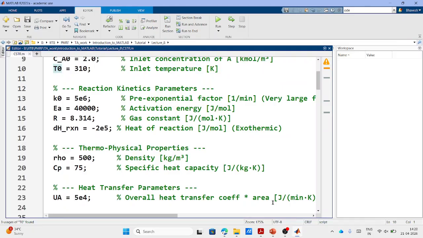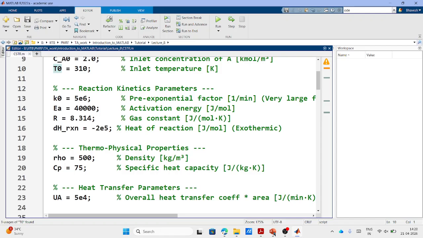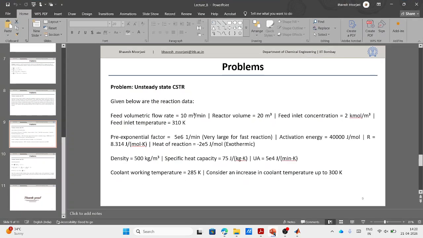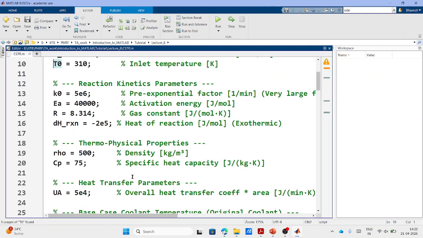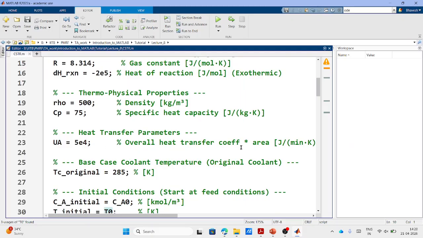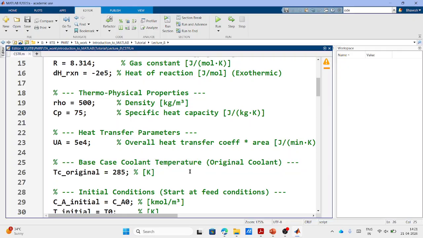Then the thermophysical properties for the fluid are given: density is 500 kg per meter cube, Cp value is 75, and the heat transfer coefficient into the area, UA, is given as 5 into 10 to the power 4. So this is the overall heat transfer coefficient into the area. Then the cooling temperature, the original temperature, which is the base temperature, Tc original, is given as 285 Kelvin.